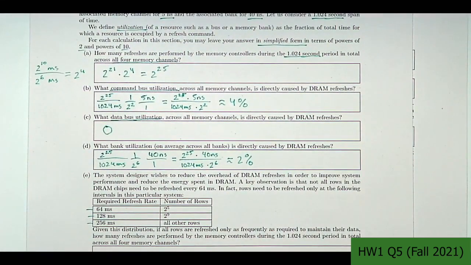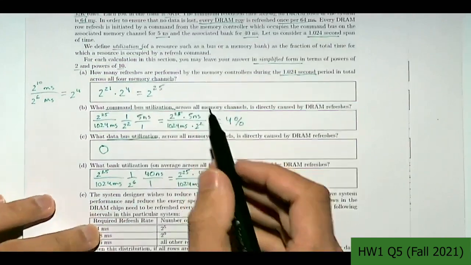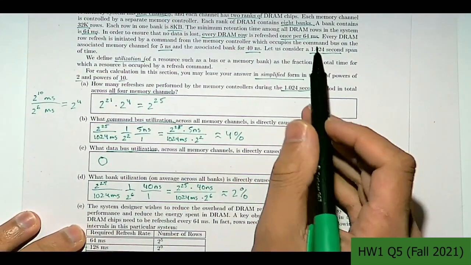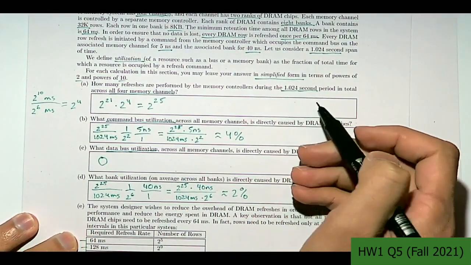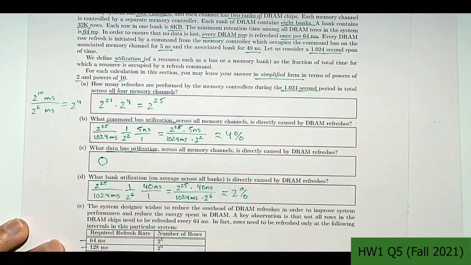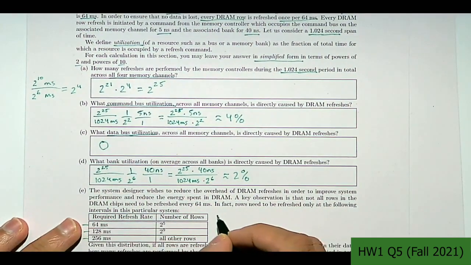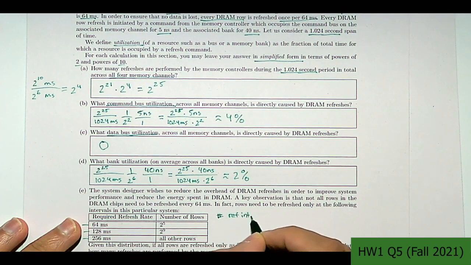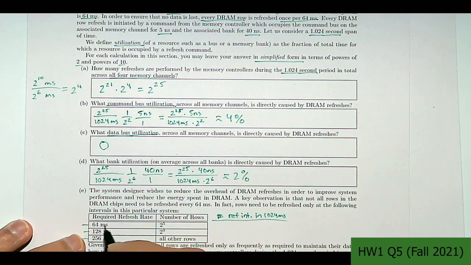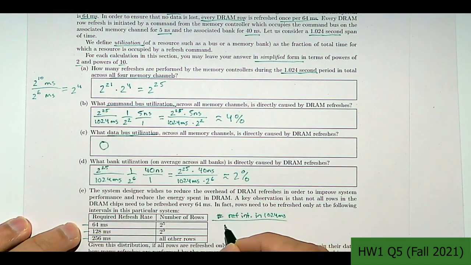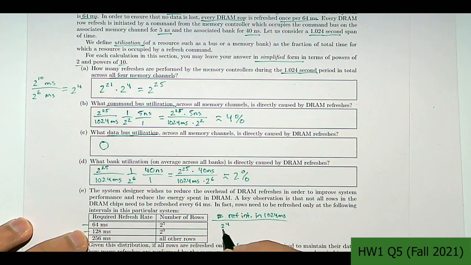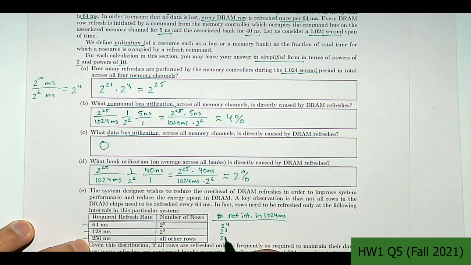We started off here by defining how many of these 64 millisecond refresh periods were in the interval we're considering, and it ended up being 2 to the 4. So we can do the same thing here and, for each of these different refresh rates, compute the number of refresh intervals in a 1024 millisecond period. For 64 milliseconds, it's the same: there's 2 to the 4 of them. For 128, it's 2 to the 3, and for 256, it's 2 to the 2.